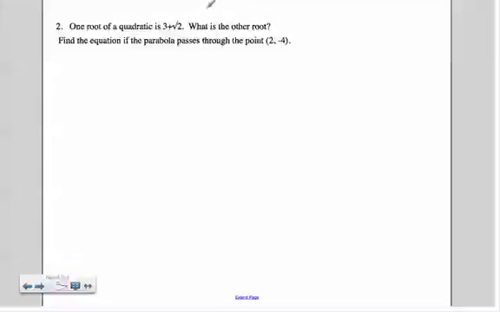So now, one root of a quadratic is 3 plus the square root of 2. What is the other root? And find the equation if the parabola passes through the point (2, -4).